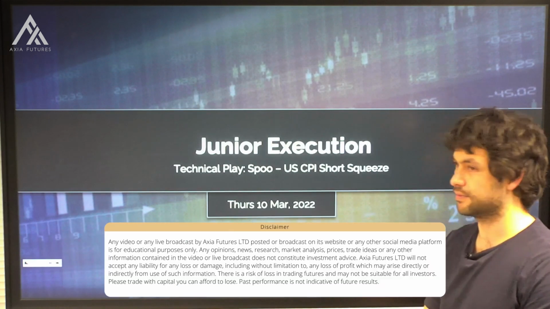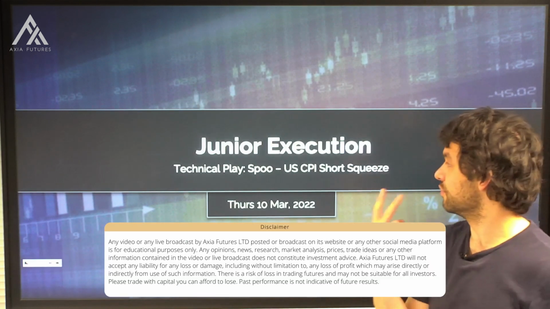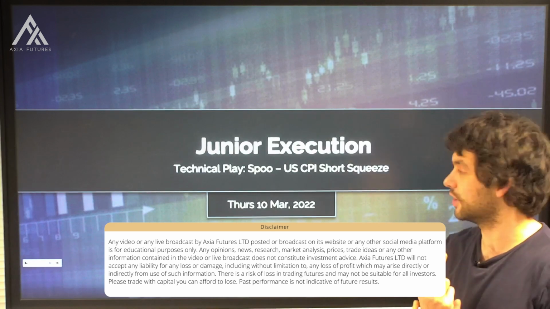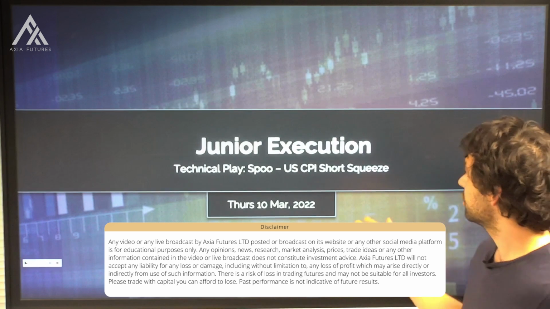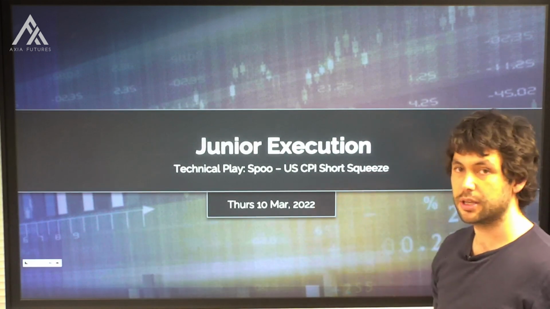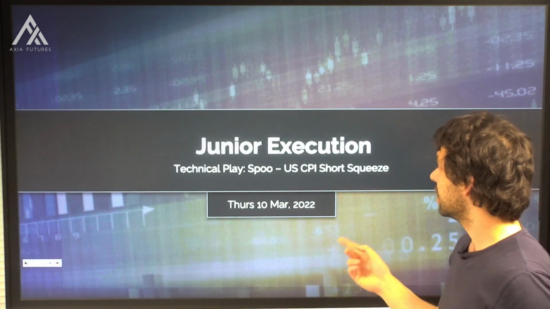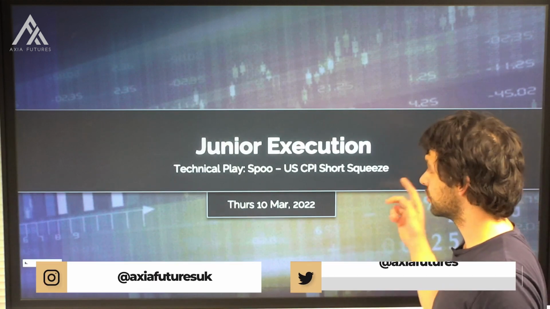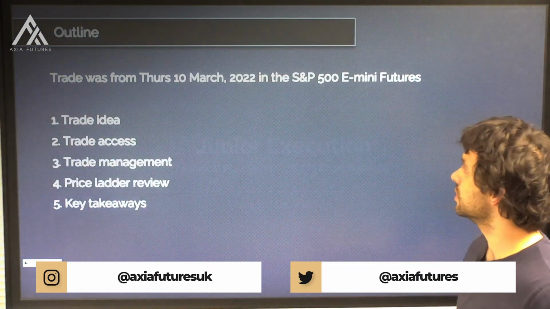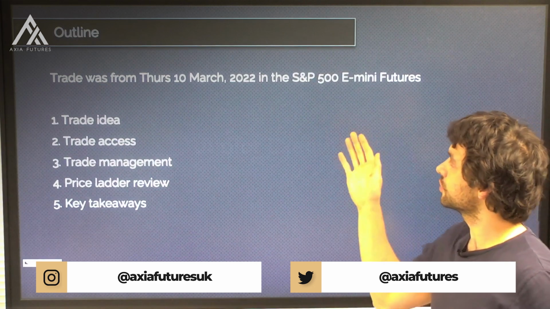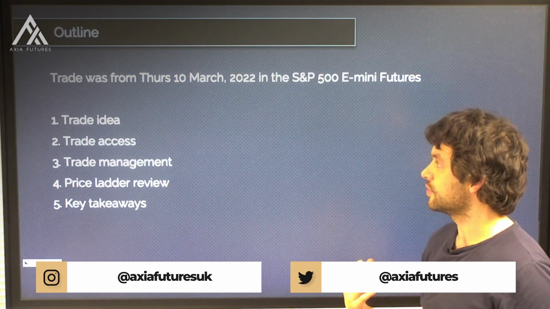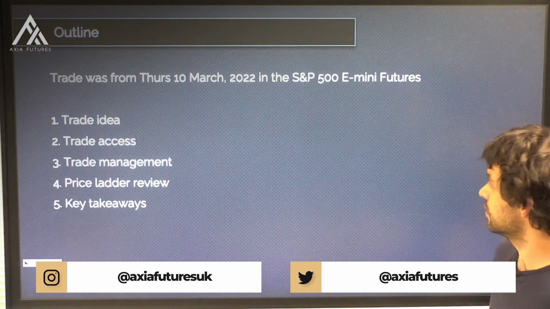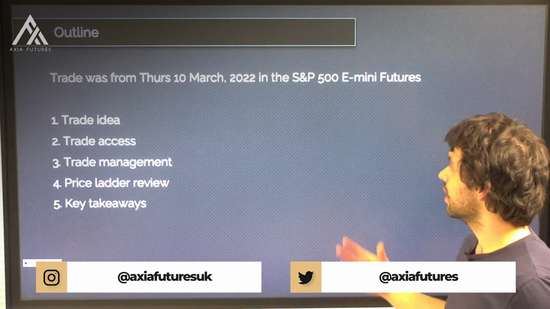The trade's basically caused by two things, or set up from two pretty simple things. This is in the S&P, and it's over the US CPI, and it's basically a short squeeze. This was from Thursday the 10th of March 2022. This is also the same day as the ECB, and this number came out at the same time as the ECB presser started. So there was a lot going on in the markets at this time.